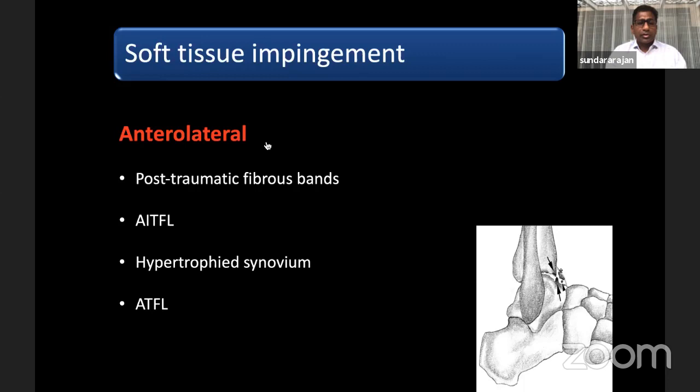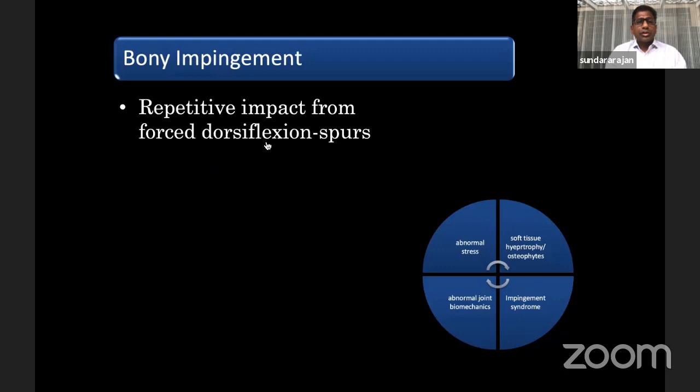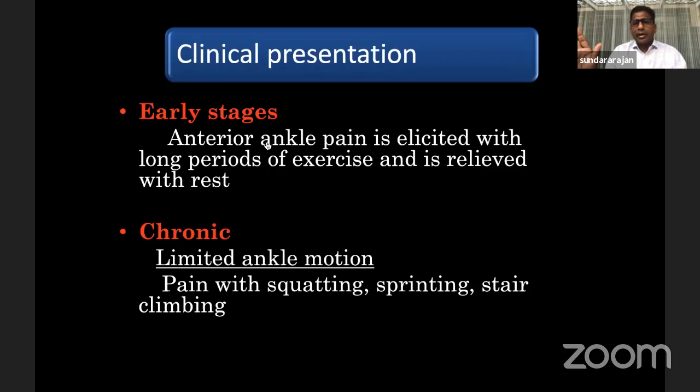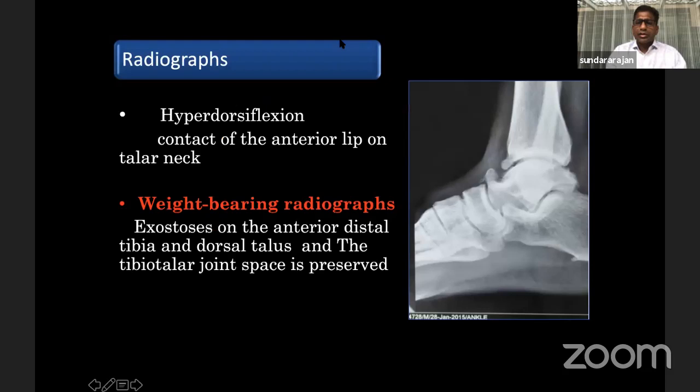When it comes to the bony impingement, usually it is due to the repetitive impact from the dorsiflexion spurs. It's called the footballer's ankle, all of you know that, resulting in tear of the anterolateral capsule and resulting in mechanical instability. Later on it leads to cartilage lesions too. In the early stages, usually the patient presents with only anterior ankle pain. It could be elicited with long periods of exercise, and it can be relieved with rest. But in chronic cases, the patient may have limited ankle motion, that is in dorsiflexion, because of the bony impingement. As you see in this X-ray, when you do a hyperdorsiflexion, these spurs can come and touch each other, and that will block and give the pain.